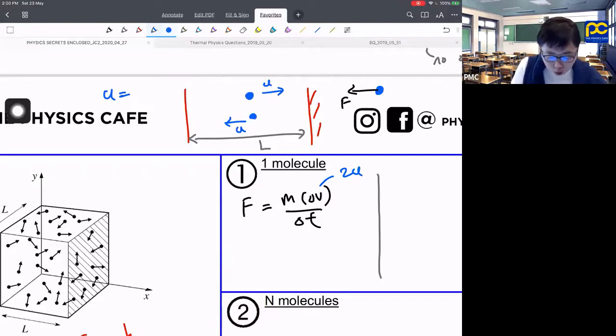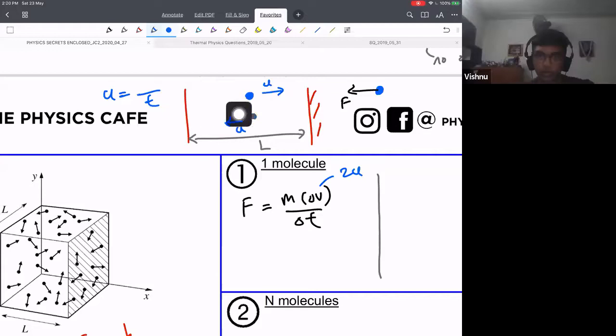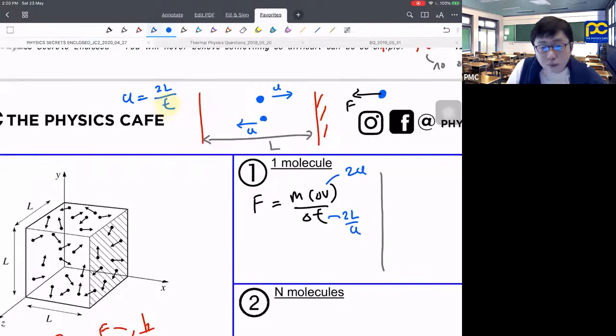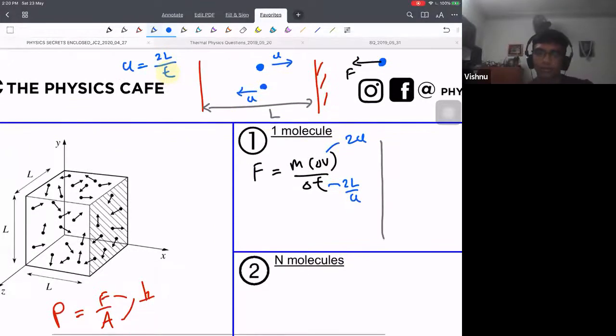So this speed equals what over the time t? What's the distance traveled? 2L, right? So what your school will do is replace the time with 2L over U. Do you remember this, Vishnu, or you completely forgotten? I remember. So they replace the t with 2L over U.